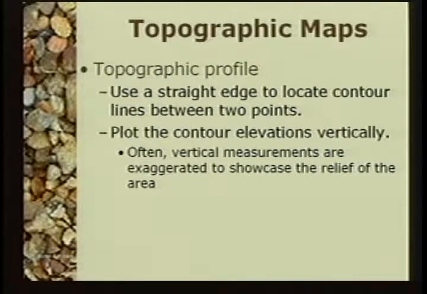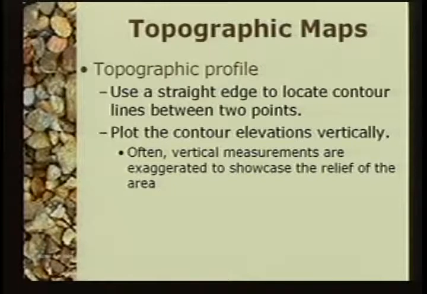How do we construct a topographic profile? You're going to be asked to do that. You have to use a straight edge, similar to what I just did with the gradient, and you need to locate each of the contour lines that hit along 2 points. So you decide where you're going to construct your topographic profile. You can choose any 2 points, or 2 points can be chosen for you, and you draw a straight line between point 1 and point 2. And then when you put your straight edge against that line, you mark any contour lines or any special features, such as a river, which may be crossing between those 2 points.